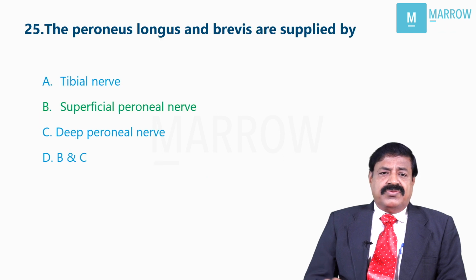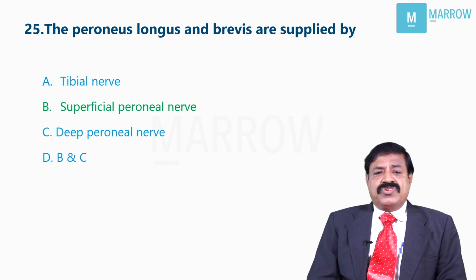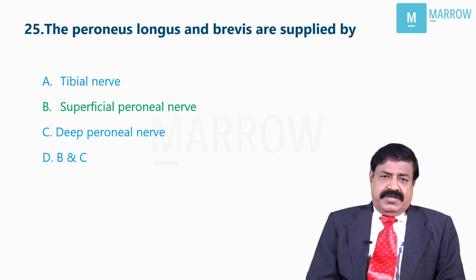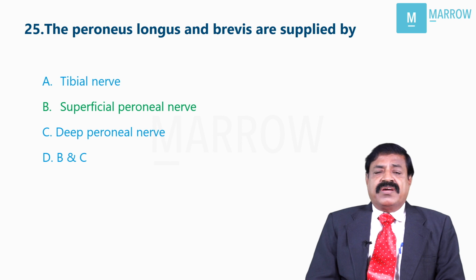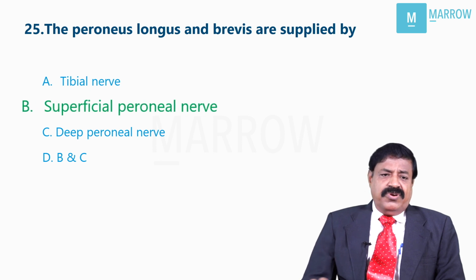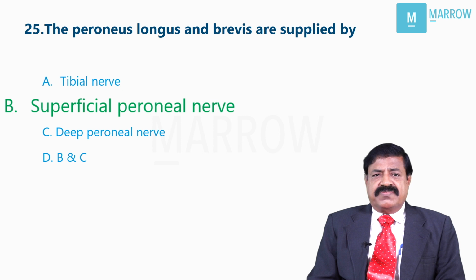Question number 25. The peroneus longus and brevis are the muscles in the lateral compartment of leg. The nerve of the lateral compartment of leg is the superficial peroneal nerve. This nerve supplies both the muscles. Therefore, number 2 is the right response for the question.